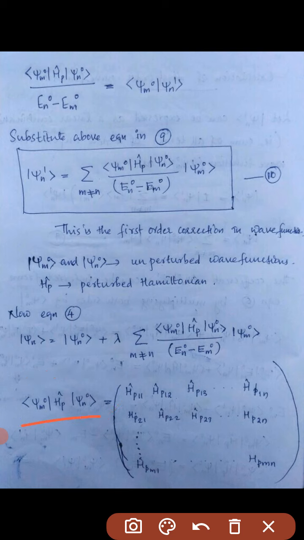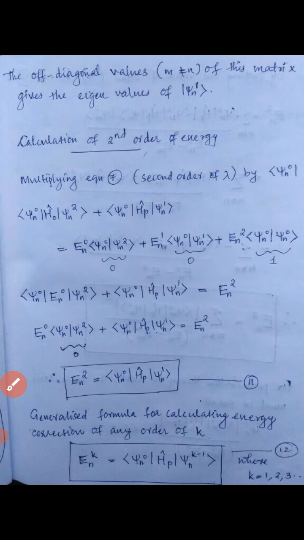Then this can be represented in matrix form. This is a matrix, so it can be represented in a matrix form: HP11, HP12, HP13, etc., up to this one. Now the off diagonal values, that is m not equal to n, of this matrix give the eigenvalues of psi n1. The off diagonal values of the matrix give the eigenvalues of psi n1.